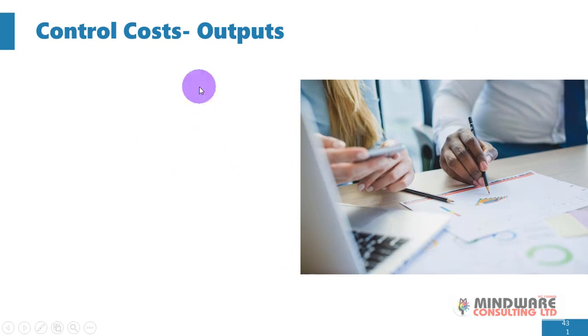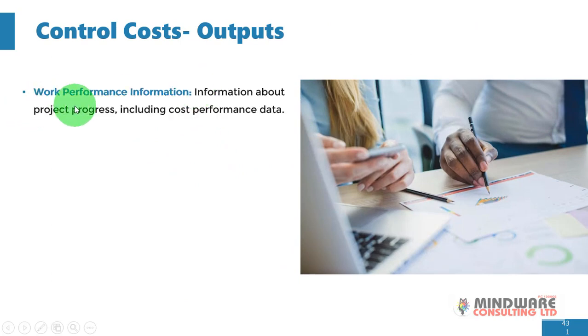What are the outputs of this process? First and foremost, the work performance information. And this is information about project progress, including cost performance data. So this gives you how you're performing cost-wise as far as that project is concerned. Okay, the work performance information as it relates to the costs.